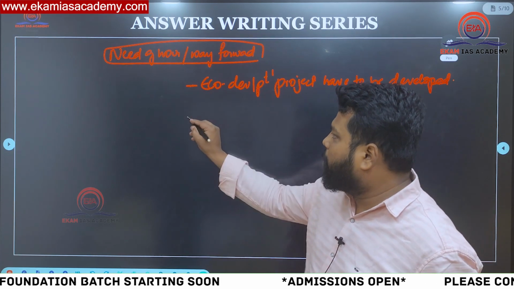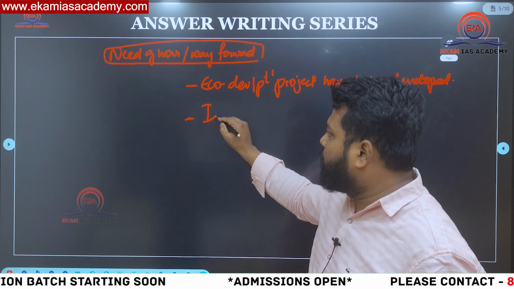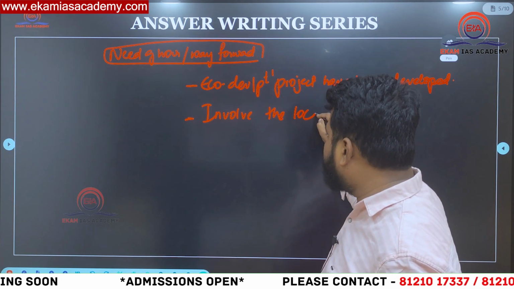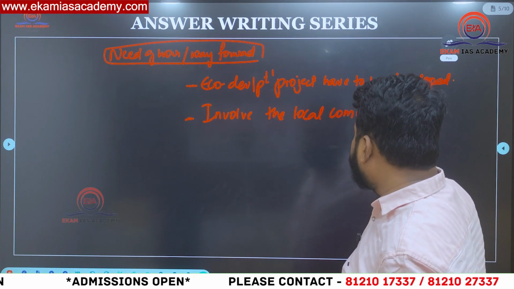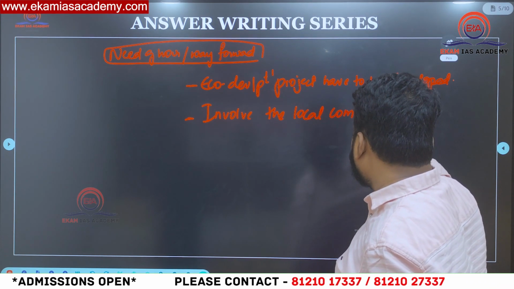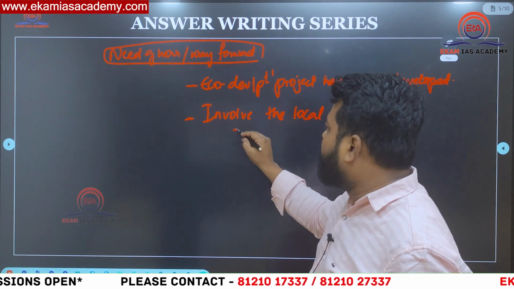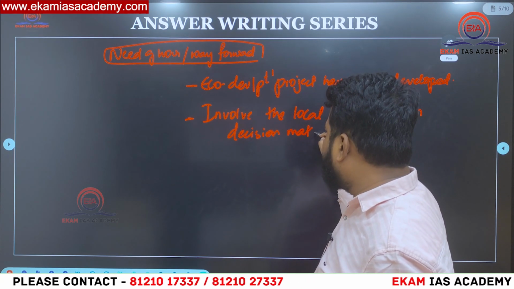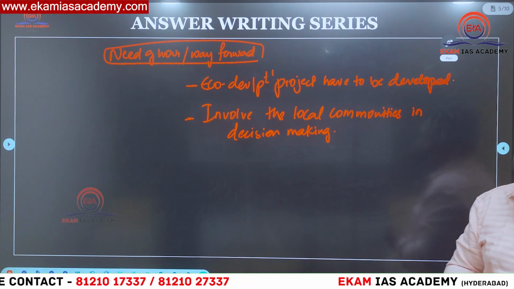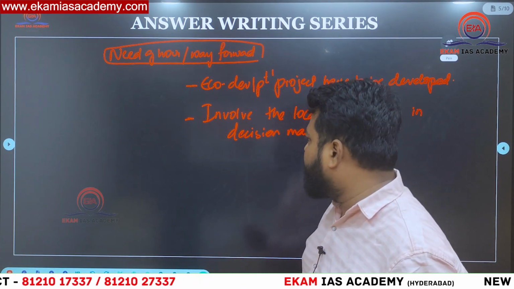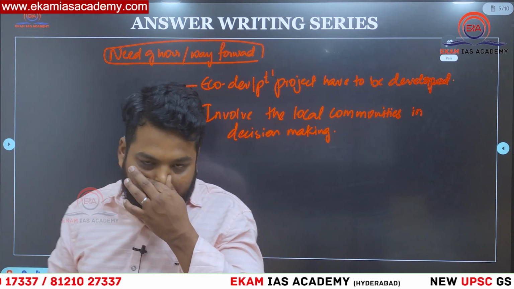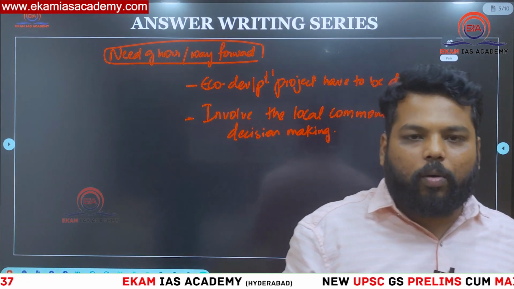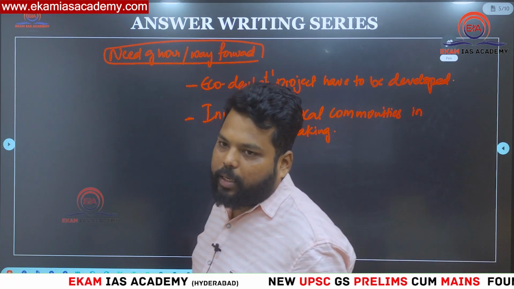And one more point which you can write is involving the local communities in decision making. This is one point which we can add, so that when the local communities are involved, it would give better and better outcomes. Clear? So either related with the protection.